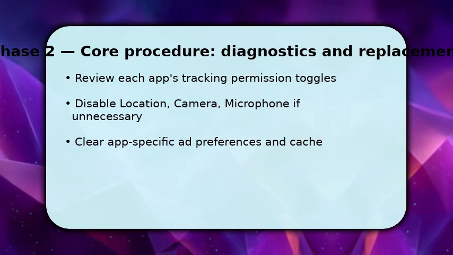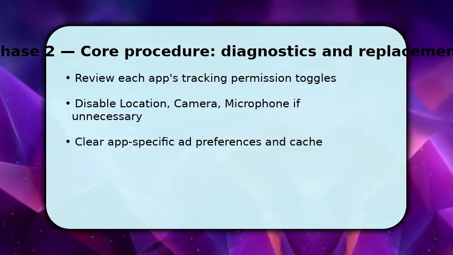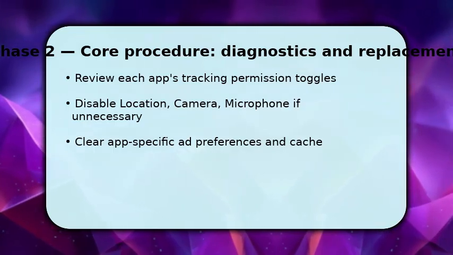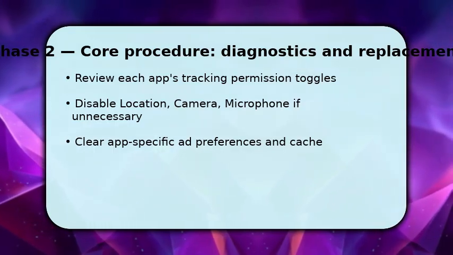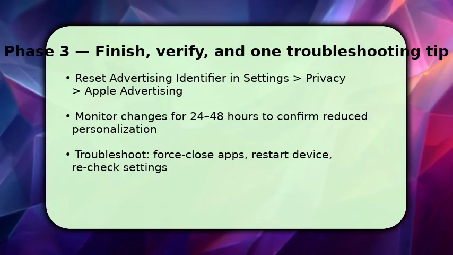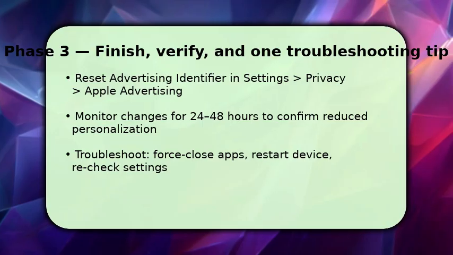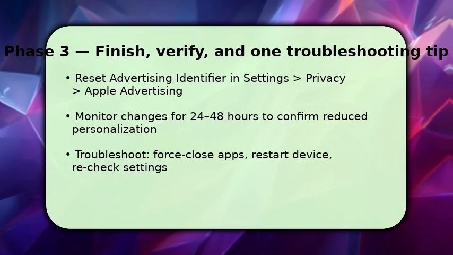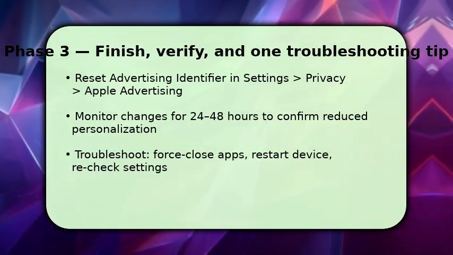Doing both system-level and app-level changes ensures advertisers lose identifiers. If an app offers an opt-out link or advertising ID reset, use it to force new, less targeted profiling. You finish by resetting your advertising identifier and disabling personalized ads under Settings, Privacy, Apple Advertising. This severs the link advertisers use.